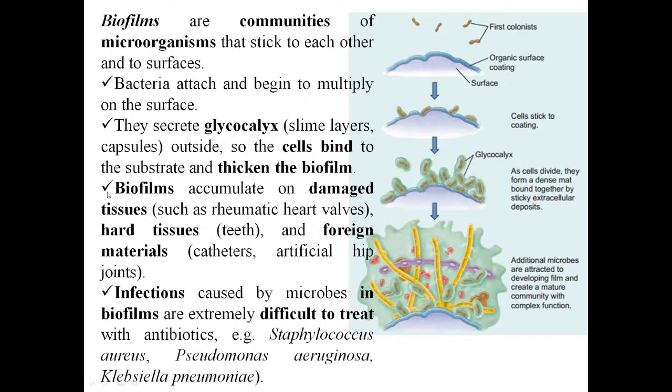Biofilms accumulate on damaged tissues, such as rheumatic heart valves, hard tissues like teeth, and foreign materials like catheters or artificial hip joints. When we insert, for example, a catheter in the urinary tract, or use intravenous catheters, bacteria inhabit the surface of these catheters and cause infection there. And such infections are very difficult to treat. Infections caused by microbes in biofilms are extremely difficult to treat with antibiotics.